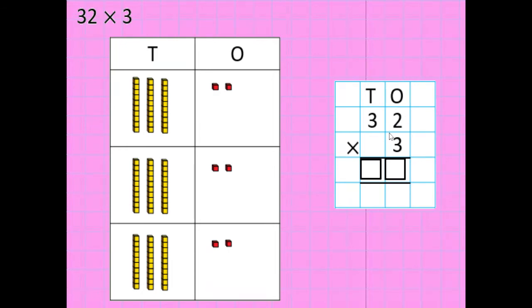Okay, so we're going to start with our ones column as always. So 2 times 3 this time is 6. And then we go diagonally for our 10s that have been missed. So 3 times 3 gives us 9 in our 10s column. So you should have had 96 for that one.